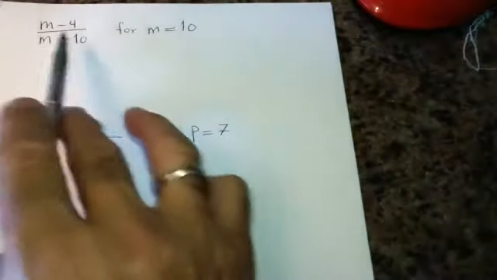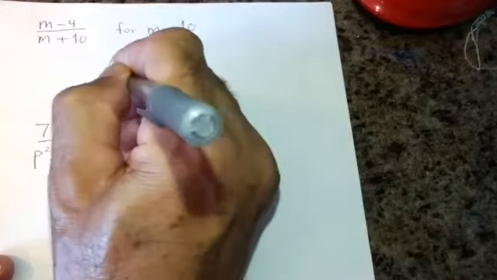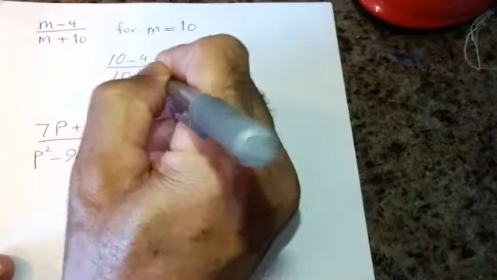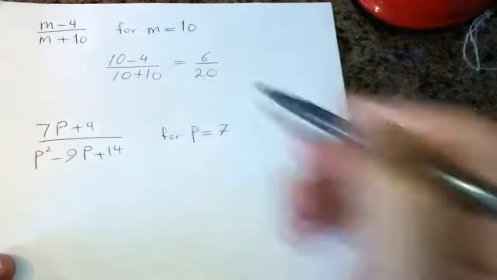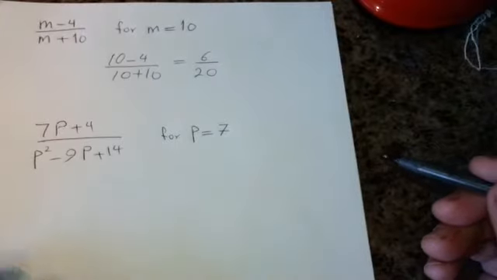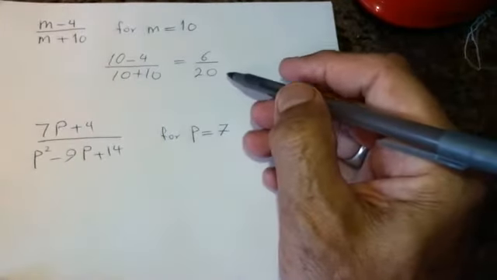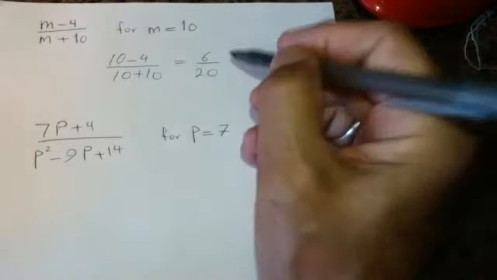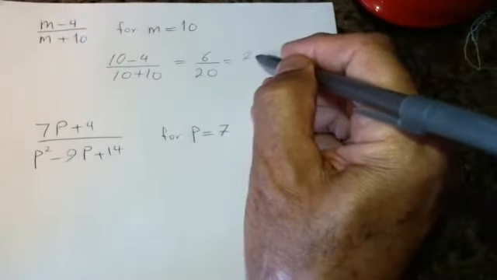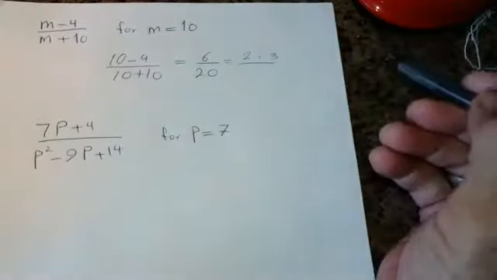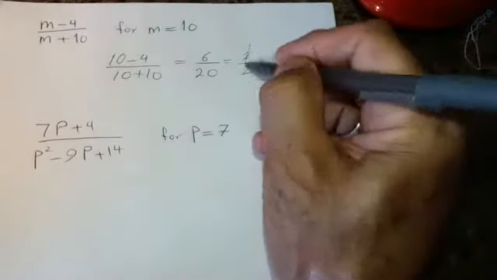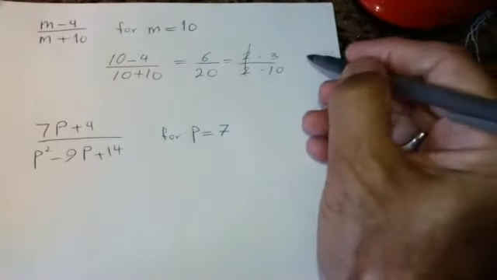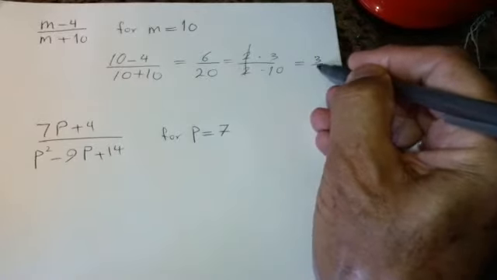So in that case, if I take the 10 and substitute, then I have 10 minus 4 over 10 plus 10, which gives me 6 over 20. And remember, you always have to simplify your final fractions. You have to reduce it. See, 6 is 2 times 3, and 20 is 2 times 10. So they both have 2, the numerator and denominator. You need to cancel that. So then what is left is 3 over 10.